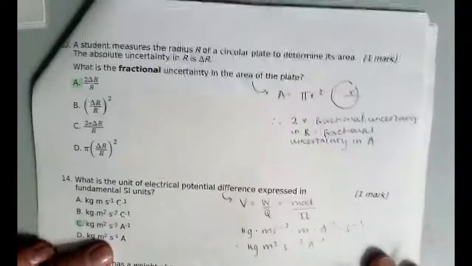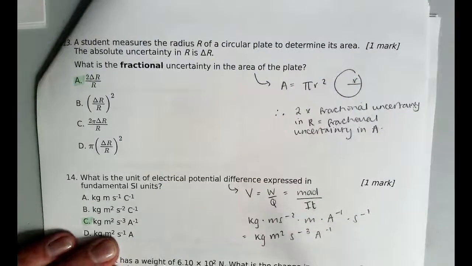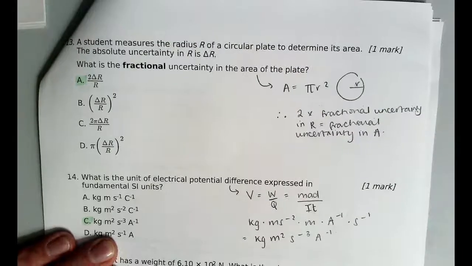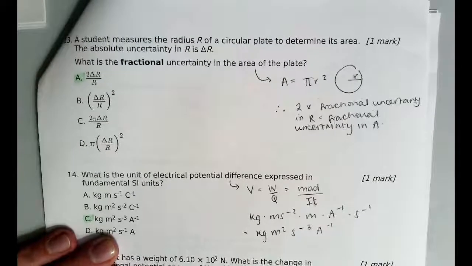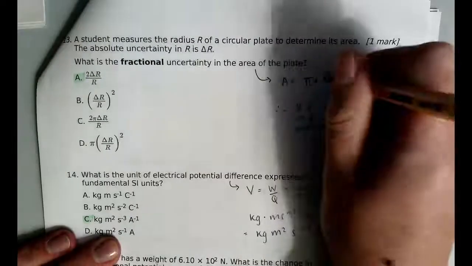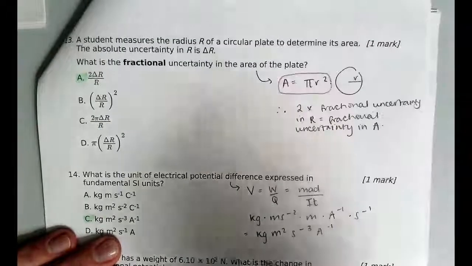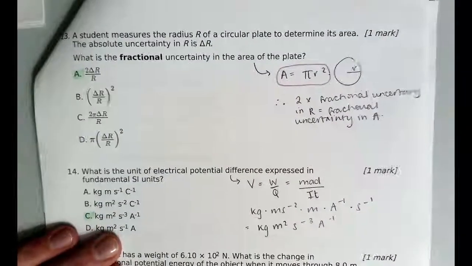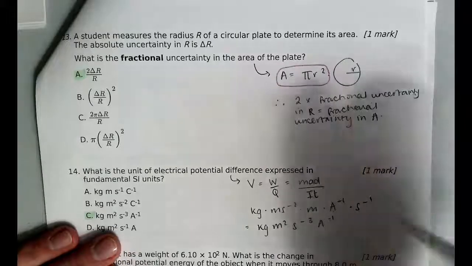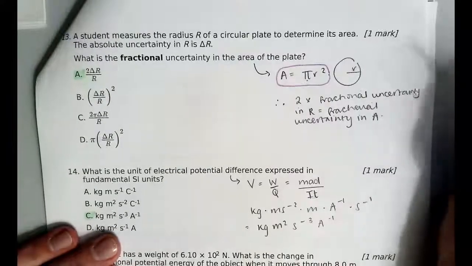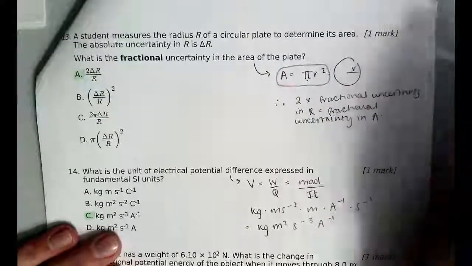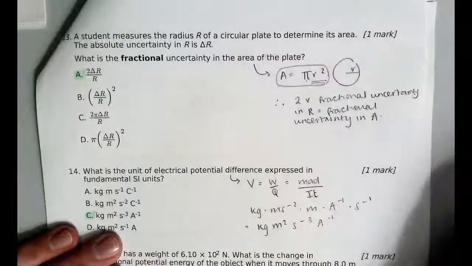Okay, number 13. A student measures the radius of a circular plate to determine its area. What is the fractional uncertainty? So again, this requires you to remember the equation for the area of a circle, which is pi r squared. Now, pi is a constant. There is no uncertainty associated with it. So the only uncertainty comes from r.